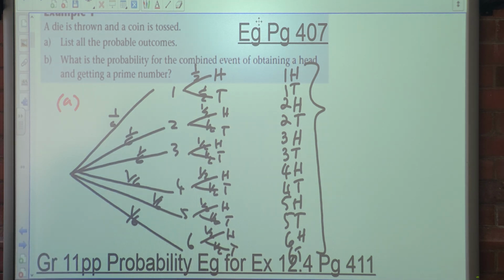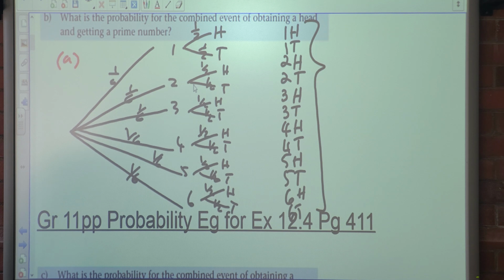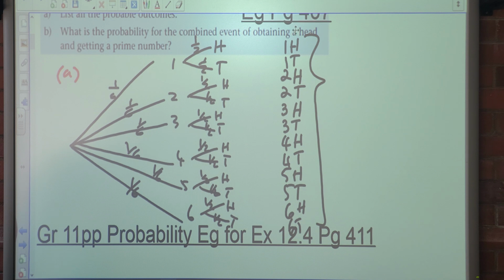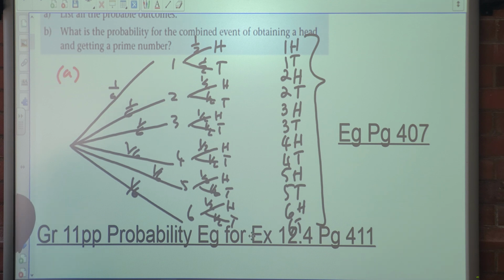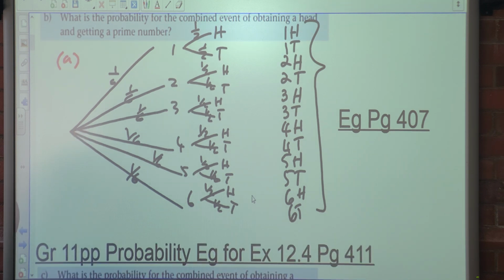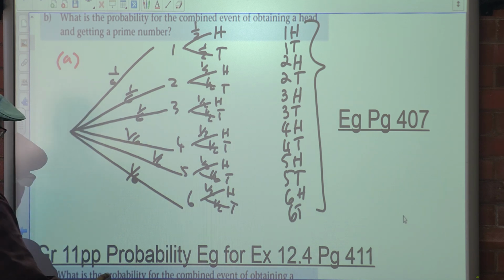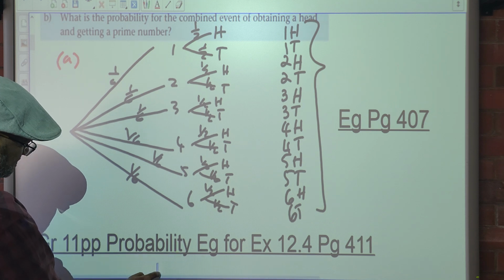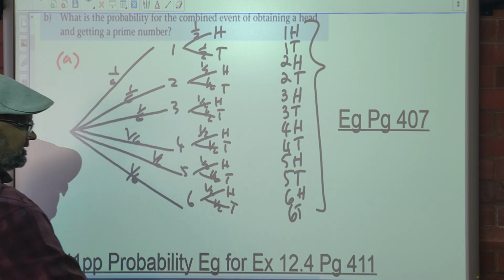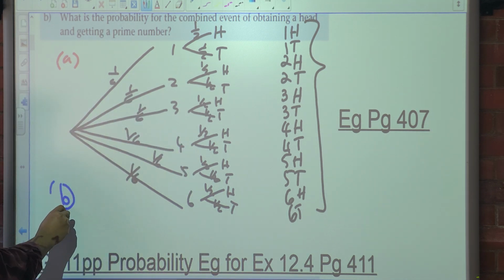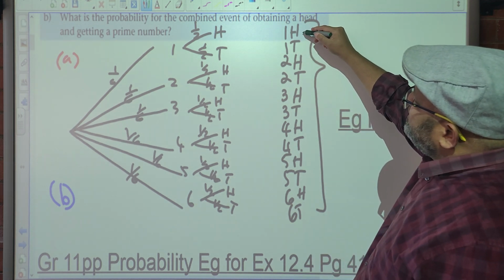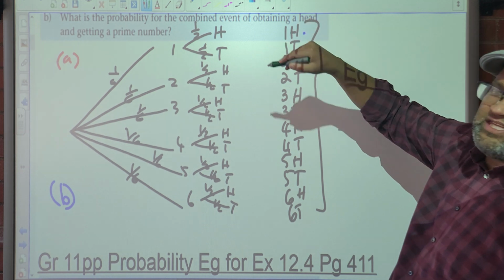In B, we are told: what is the probability of the combined event of obtaining a heads and getting a prime number? A heads and a prime number. So, for it to get the heads and a prime number, could it be the first one? No, the 1 is not prime.